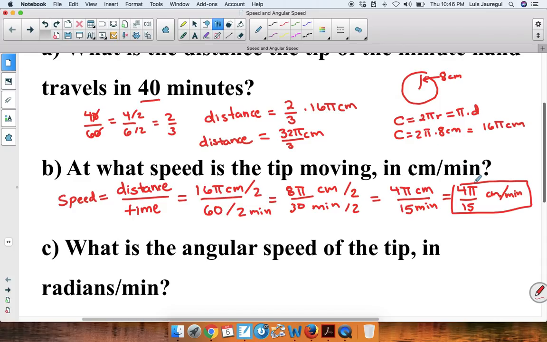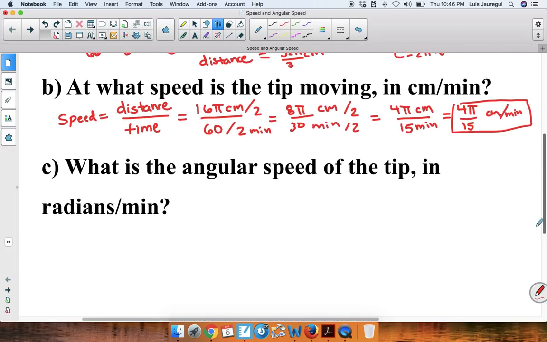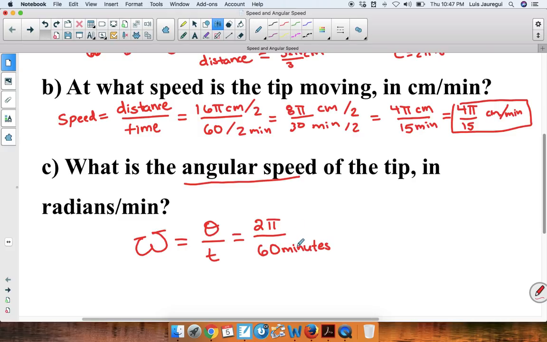Well, angular speed is given with a very interesting formula. Angular speed is simply omega, this is the Greek letter omega, equals theta over time. So we're going to take the angle. We can take the whole angle around the circle of the watch, so that would be the 2 pi over the time, which is 60 minutes. So omega, or the angular speed, is just 2 pi radians divided by 60 minutes.